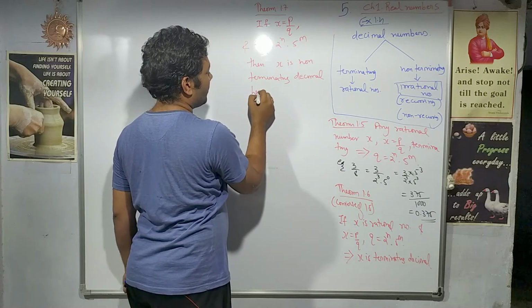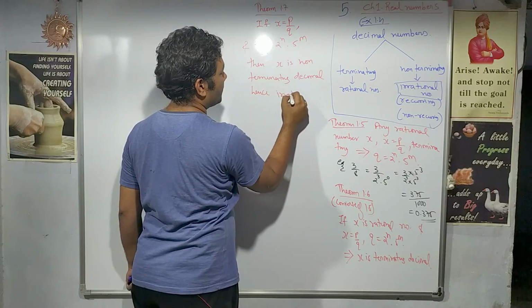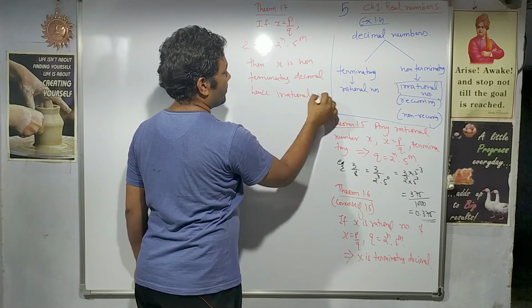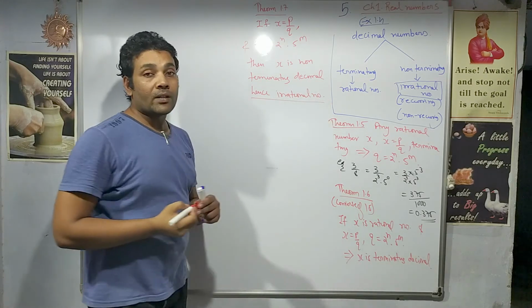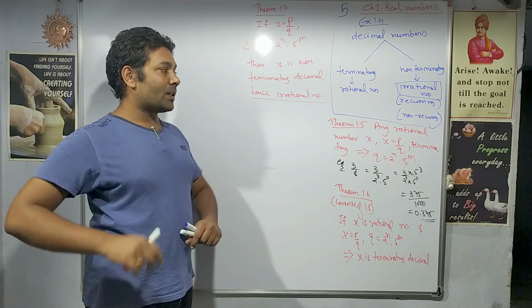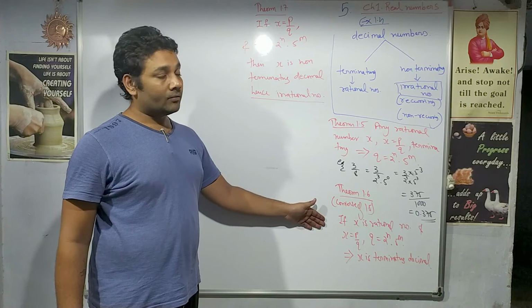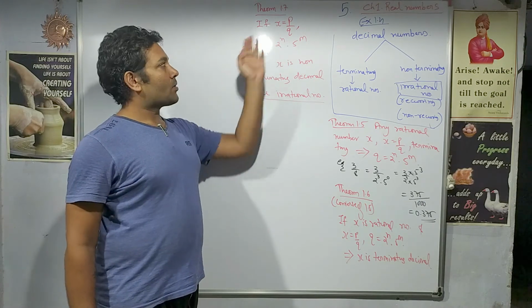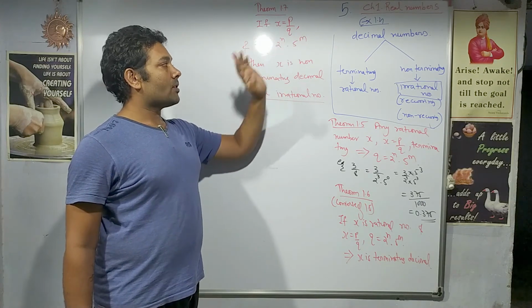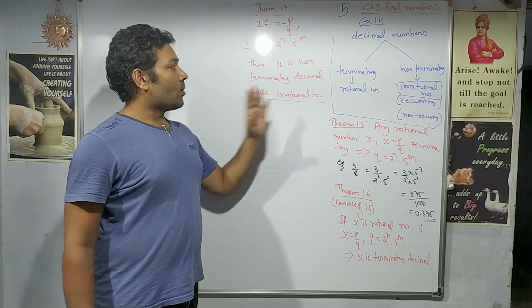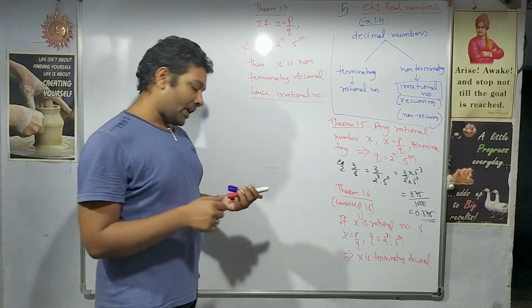Ultimately it is an irrational number. So these are the methods through which you can find out whether a number is rational or irrational. These theorems are for rational numbers, right? This is for an irrational number. So if the denominator q is not in this format, definitely it is a non-terminating decimal number. Want to check? Yes, we can check.